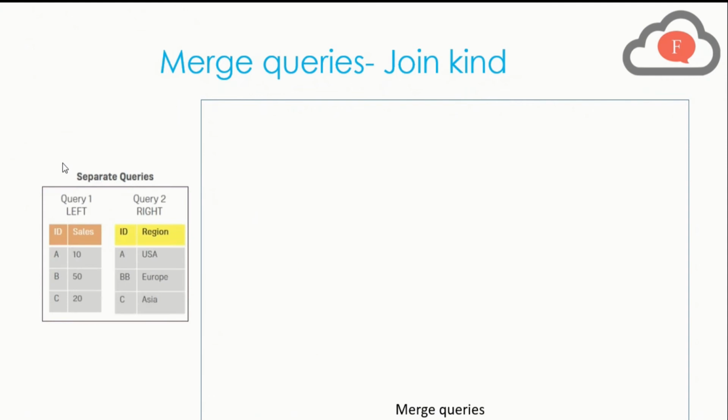First of all, you will see two separate queries. The query on the left shows ID and sale. The query on the right says ID and region. So first thing you will notice is that both have an ID column in common. You can see A is present in the ID on the left, and A is present in the ID on the right. B is present on the left, but on the right it's BB. So there is a difference in the second row, in which the left has a B while on the right it's BB. In the third row you can see C present, and on the right query it's also C. So if I want to merge these queries, how to do that?